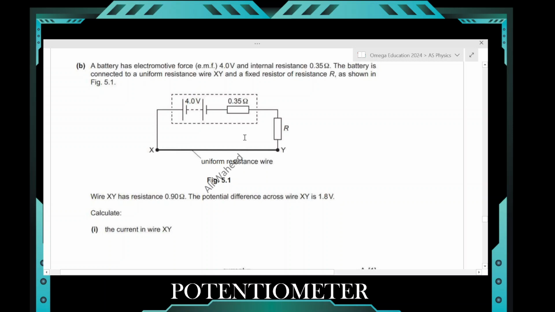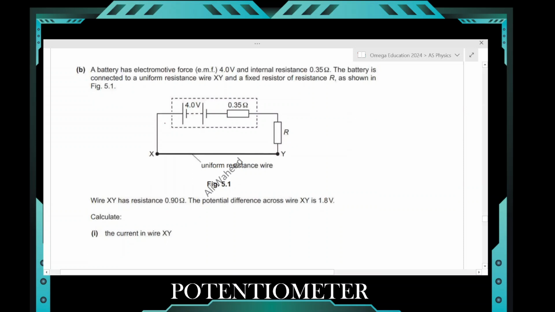So here we have some of the questions that are from the topic of internal resistance and from potentiometer as well. For example, here we have the first one. We have a 4 volt EMF of the battery, but it has some internal resistance, which means the terminal voltage of the battery would not be 4 volt, would be slightly less than that. The resistance of the fixed resistor is not given.